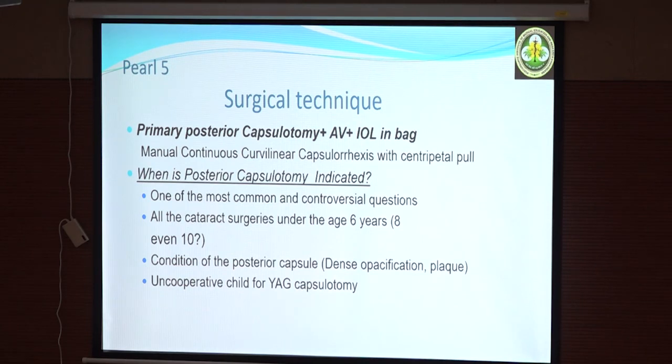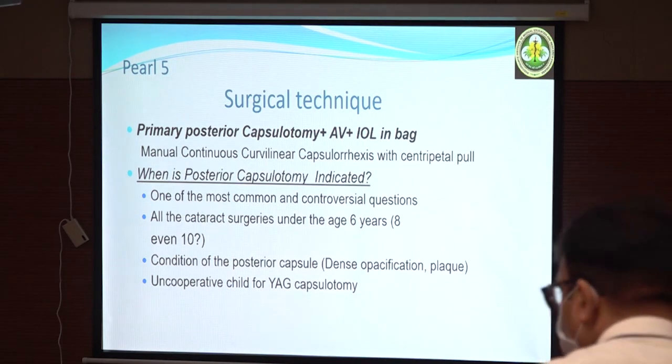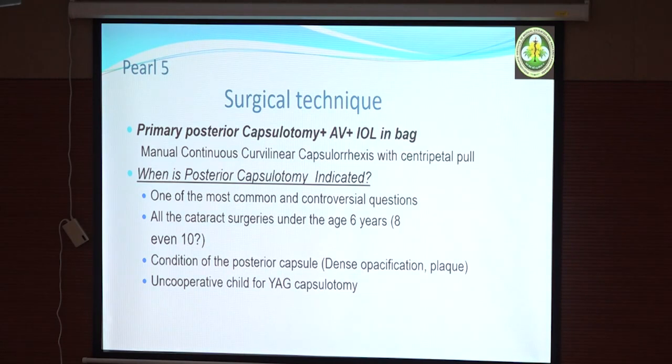The best way to do a capsulotomy is a manual posterior curvilinear capsulorhexis with a centripetal pull. Now, when is this indicated? Would you do it in all children, like you have a 2-year-old versus a 10-year-old? Probably no. Again, the age is very important, and this is one of the most common controversial questions. So, all cataract surgery, preferably under the age of 6 years, you would do a primary posterior capsulotomy. Above that age, you can avoid an anterior vitrectomy, but yes, you would still do a primary posterior capsulotomy.